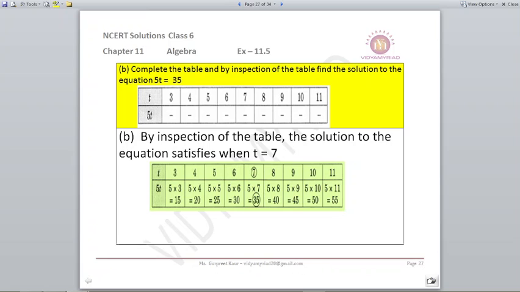B part. 5t is equal to 35, where t given is 3, 4, 5, 6, 7, 8, 9, 10 and 11. So let us put t in 5t. Let us see where it comes 35. In the case of 7 only, when t is 7, 5 multiplied by 7 is 35. Only in this case, your left hand side will be equal to your right hand side.